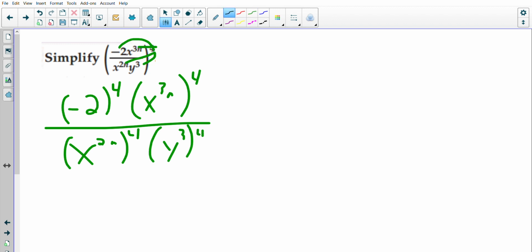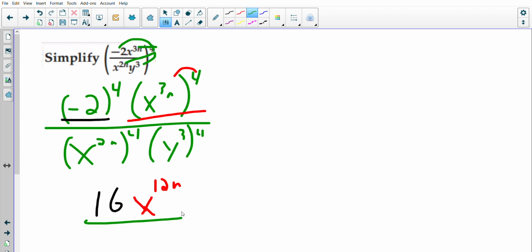So all of these are power to power. Well, negative 2 to the 4th, that one's pretty simple. That's just 16. Not a negative 16, it's just a positive 16. X to the 3n, so now think of that, it's just 3n times 4. Well, that leaves us with x to the 12n. And then from there, we just keep moving on. We distribute here, so we have x to the 8n, because we're just multiplying. And then the last one, it's power to a power, so we get y to the 12th.